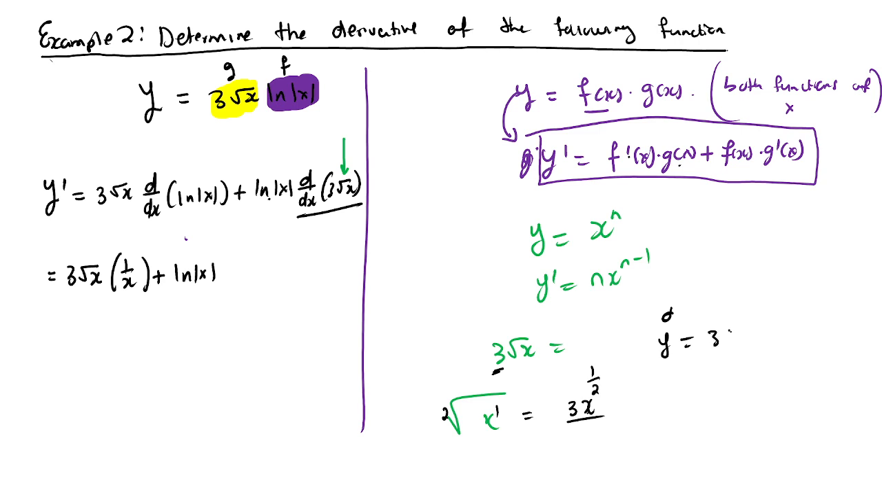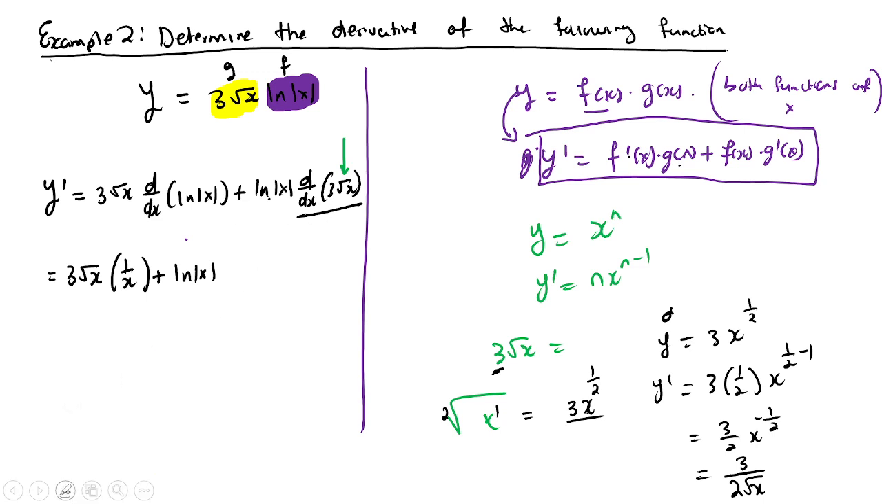y equals 3x to the exponent 1 over 2. And then y prime of this is going to be 3 multiplied by a half x to the exponent 1 over 2 minus 1, which gives us 3 over 2 x to the exponent negative 1 over 2. If we simplify this further, we're going to have 3 all over 2 square root of x. So the derivative of this, which is 3 root of x, we are going to rewrite as 3 all over 2 square root of x.